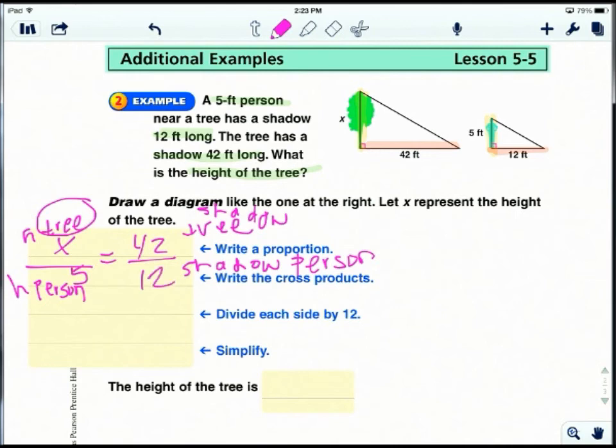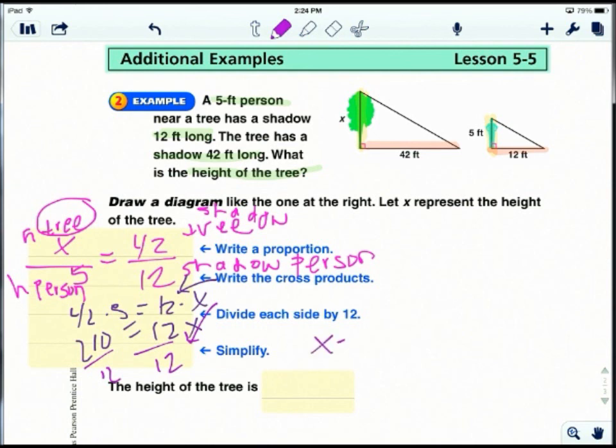And now we can do the cross products like it says in the second step. So in this second step, our cross product is going to be 42 times 5 equals 12 times x. Let's figure out what 42 times 5 gives me. And that is going to be 210. So 210 is equal to 12 times x. And let's do the last step, which is to divide both sides by 12. So if I divide by 12 and I divide by 12, I get my final answer. So it's about 17.5 feet.